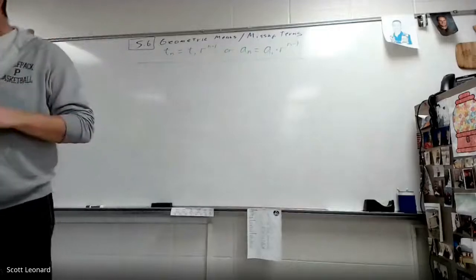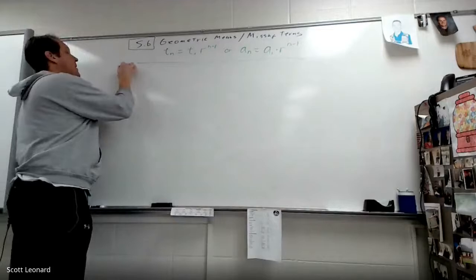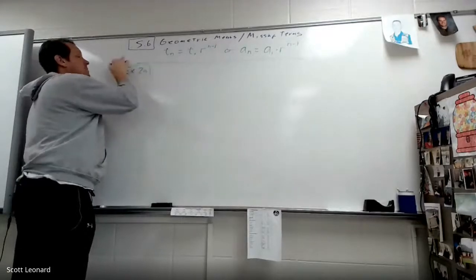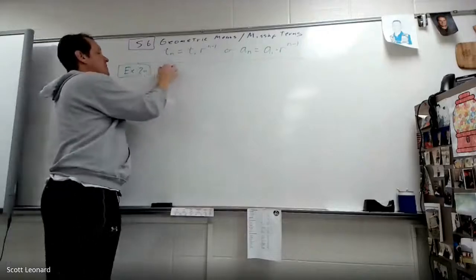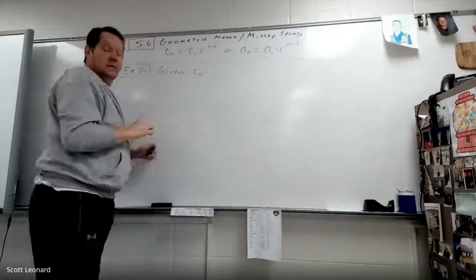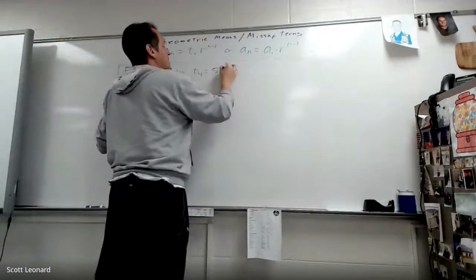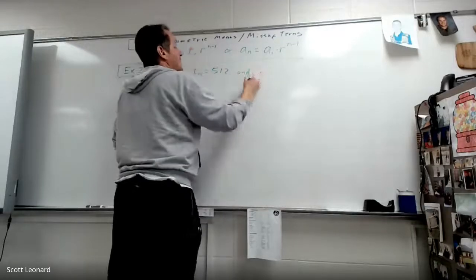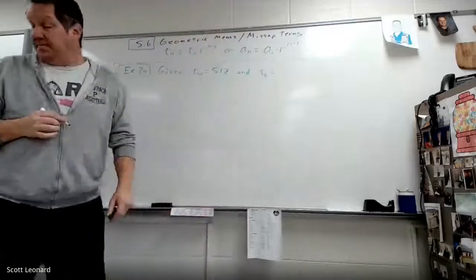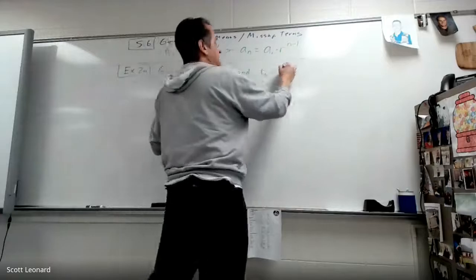All right, so first example today. Example 2A, here we go. Given T4 equals 512 and T6 equals 8,192.